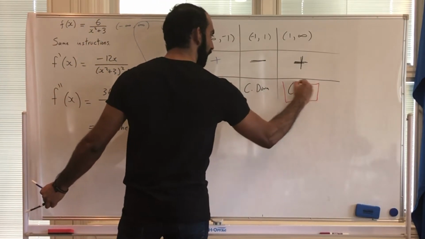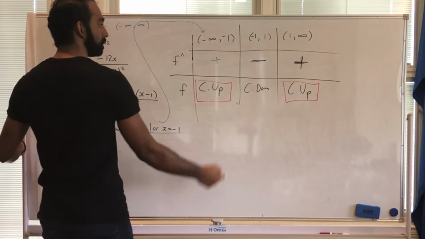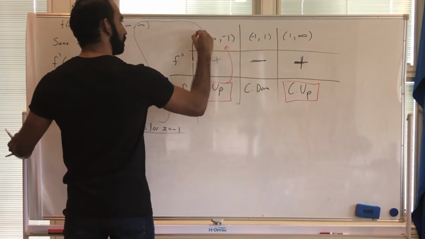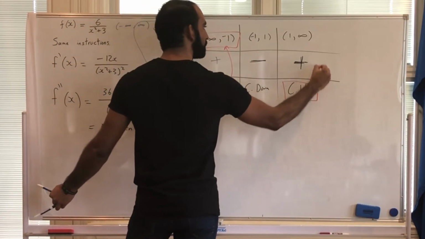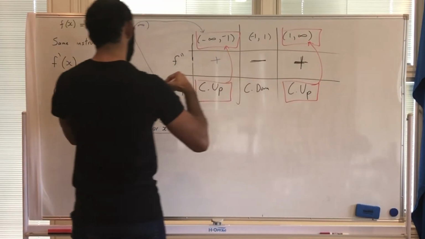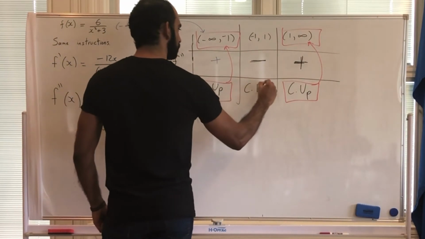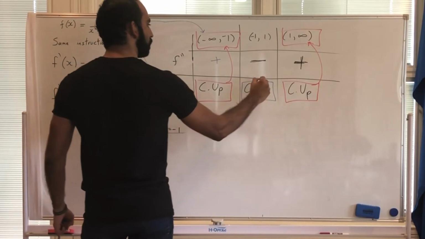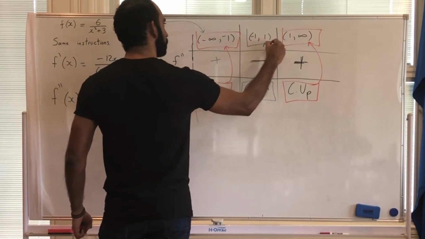I'll indicate my intervals of concavity for concave up with red. That corresponds to that and that. And I guess I'll do blue. Concave down corresponds to this interval here, yes? Cool.